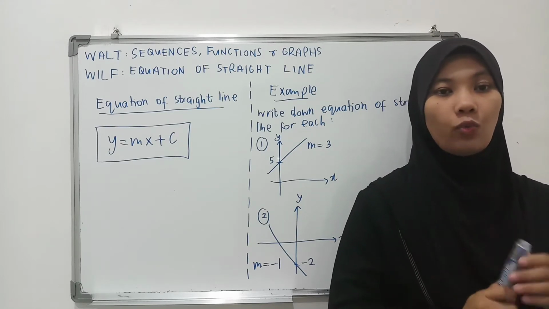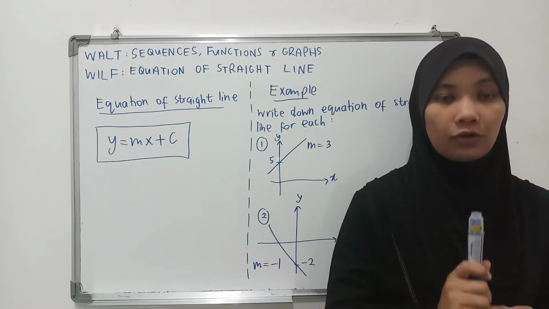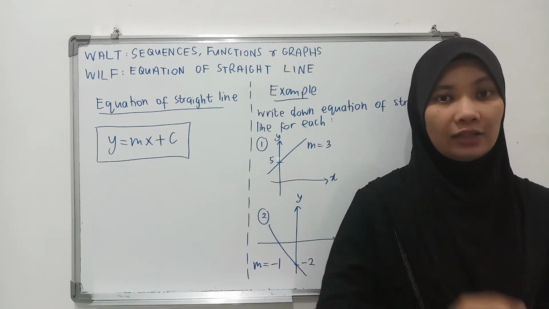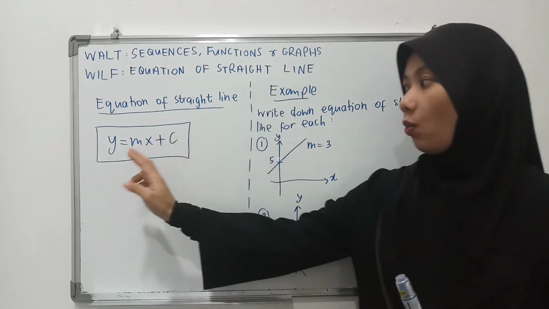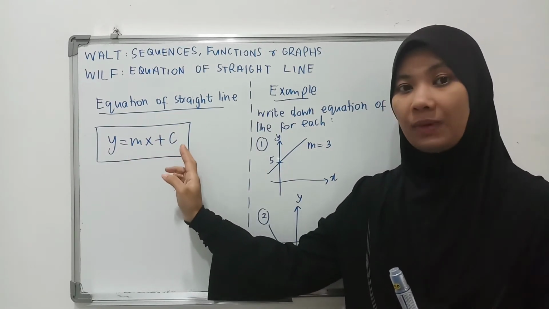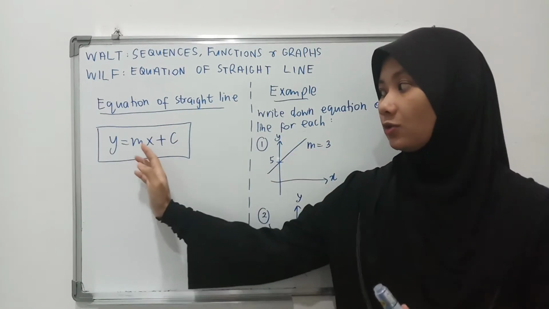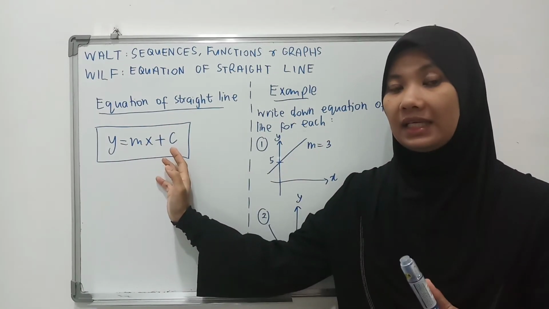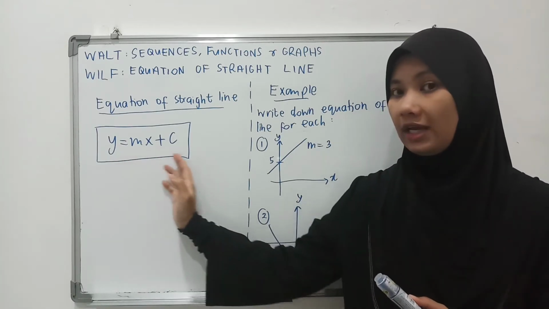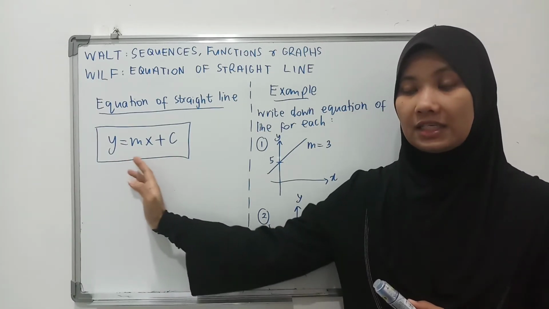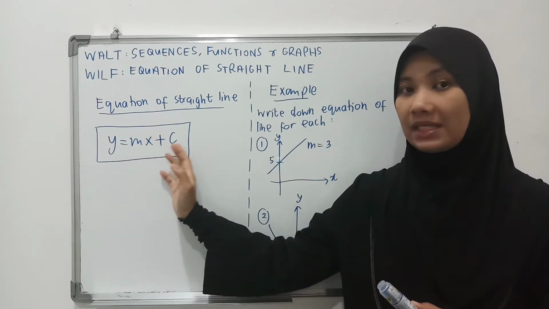So what is equation of straight line? If the question asks you to give or write down the equation of straight line, you need to remember, the equation of straight line is y equals mx plus c. So this form is fixed. Y equals mx plus c indicates the equation of straight line. This form here, you need to remember this one. Y equals mx plus c.